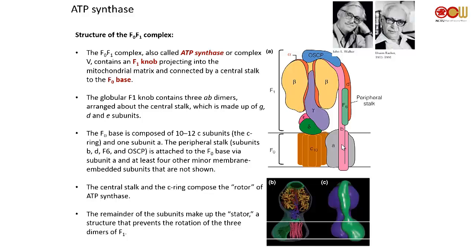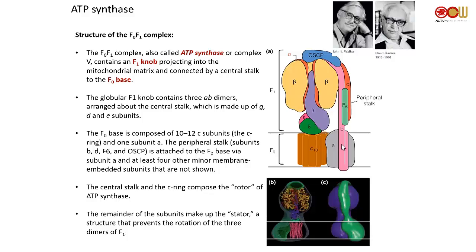So the globular F1 knob contains 3 alpha beta dimers. That's not super important for you right now, but you just have to know that there are 3 functional sites for ATP synthesis. And they are arranged about a central stalk, which is composed of subunits gamma, delta, and epsilon.